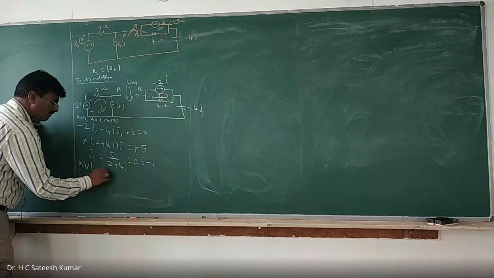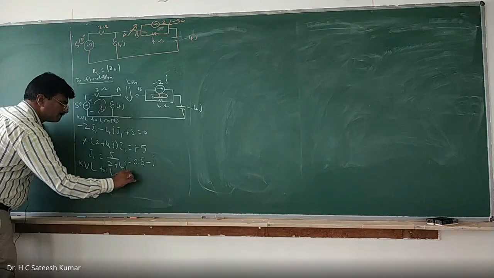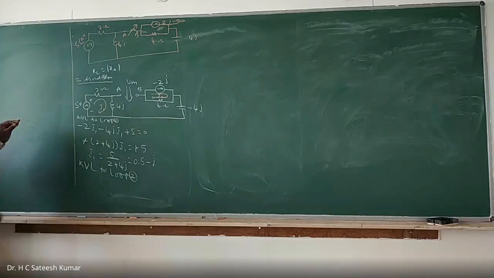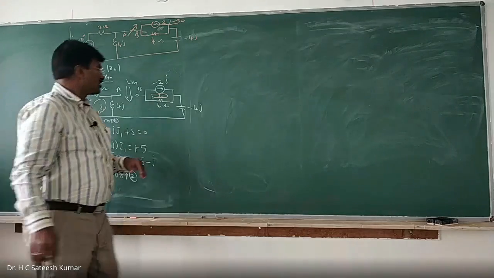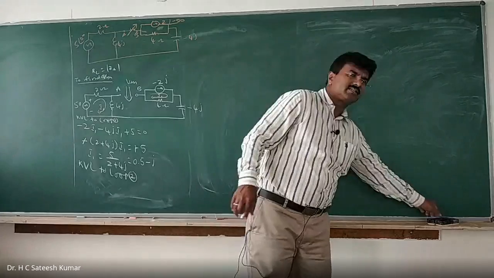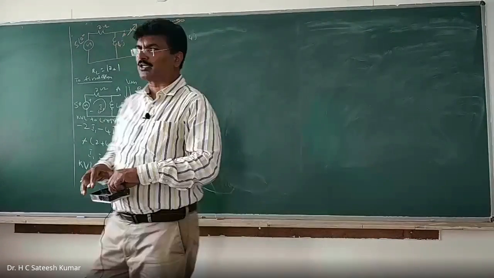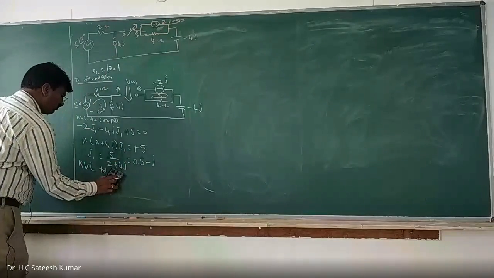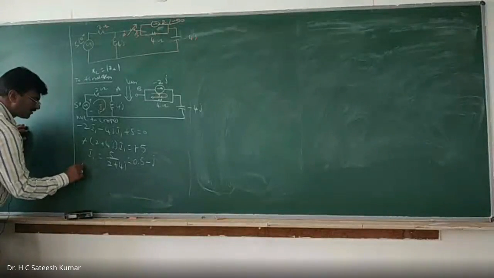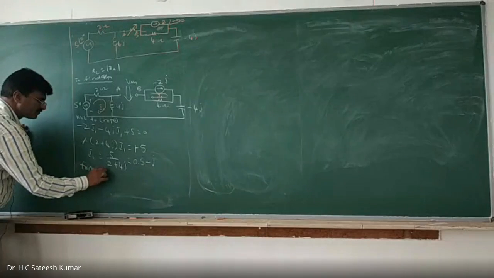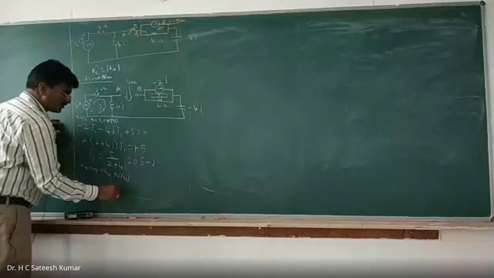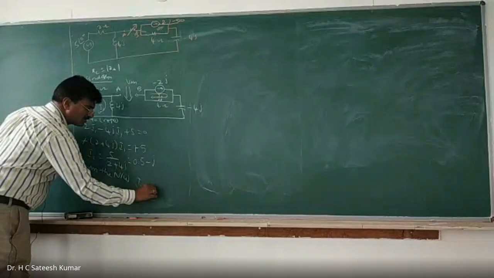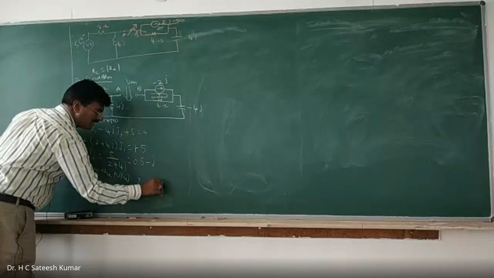Next, KVL to loop 2. KVL to loop 2 is not required, because whenever there is a current source in the perimeter of the network, there is no need to apply KVL to it. Therefore, from the network, I2 is equal to minus 2j.